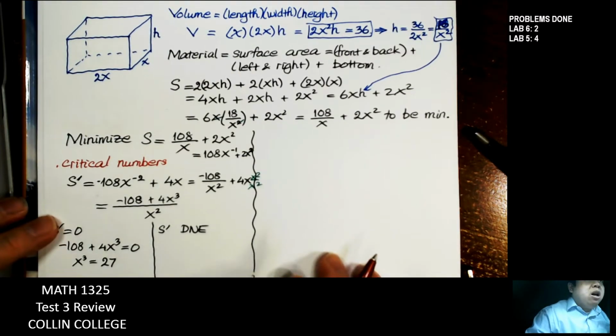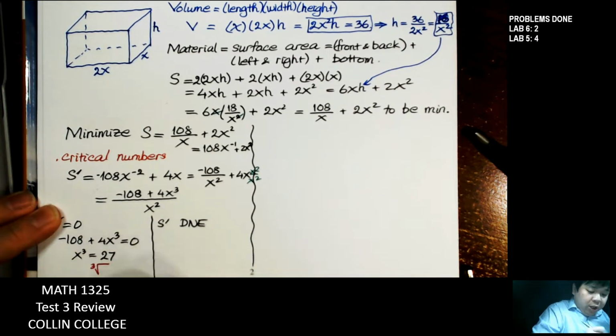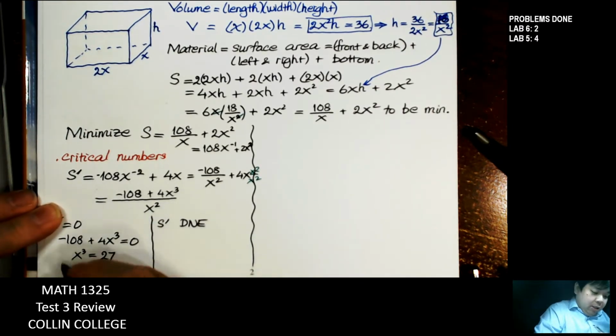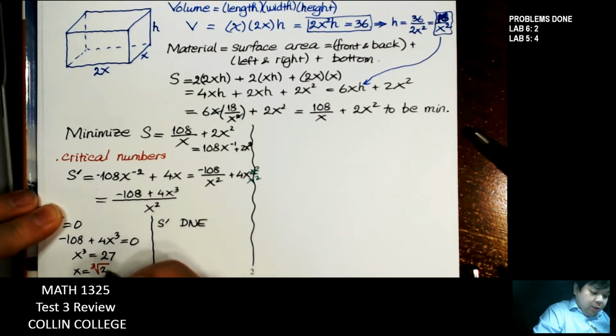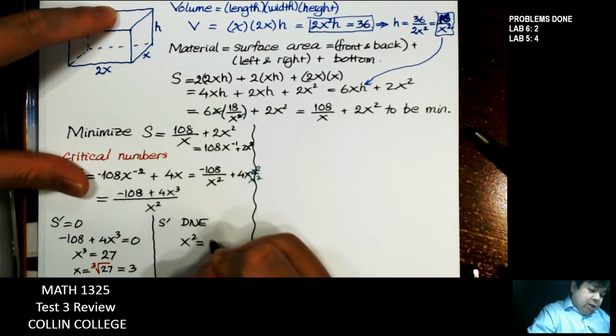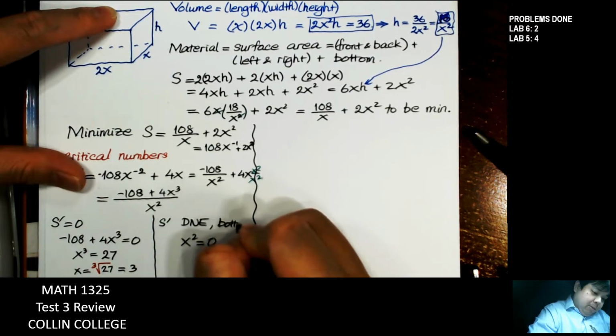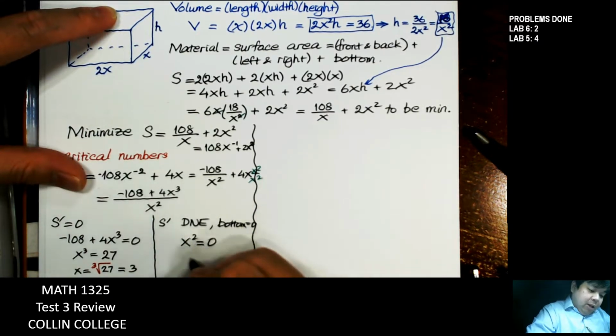Unlike the square root in the previous problem, where when we take the square root there's a plus or minus, with the cube root we do not have the plus or minus. Only with even roots do we have the plus or minus. So if we take the cube root, we're going to have 3.